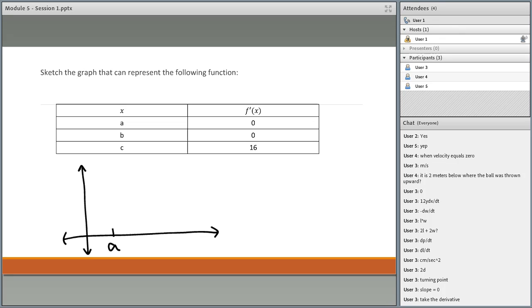So let's say I label A here, B here, and C here. Unfortunately, we can't just plot the points 0, 0, and 16, because that doesn't represent the function, that represents the derivative of the function, which is different. It's telling us basically that at x equals a, the derivative is 0. That's what this first part is saying.